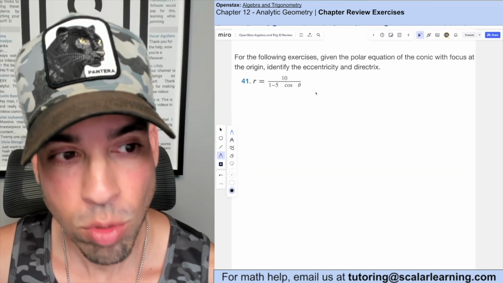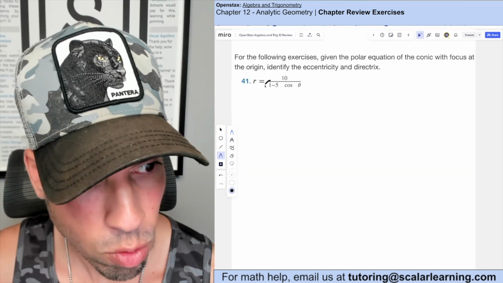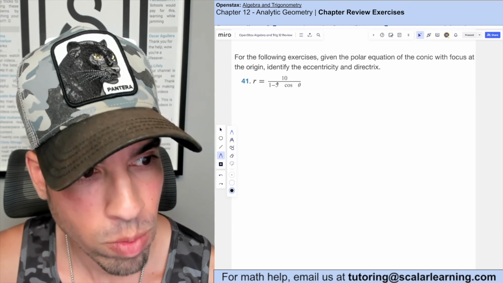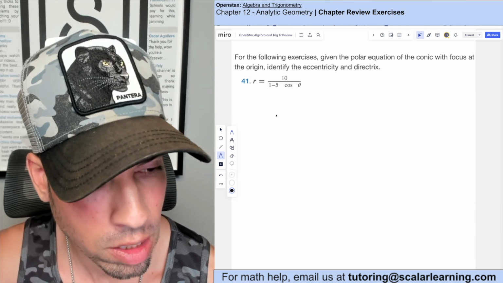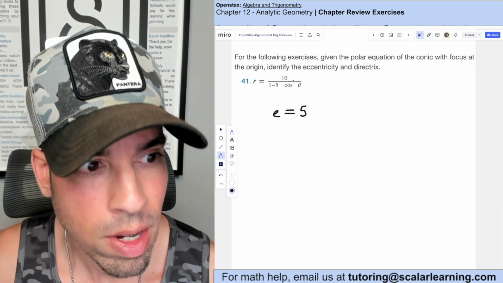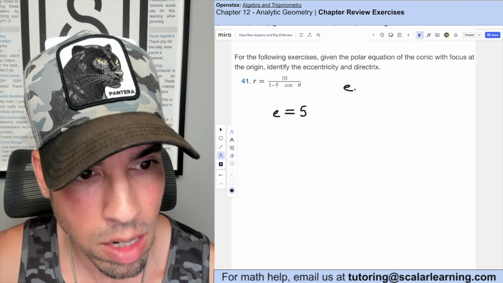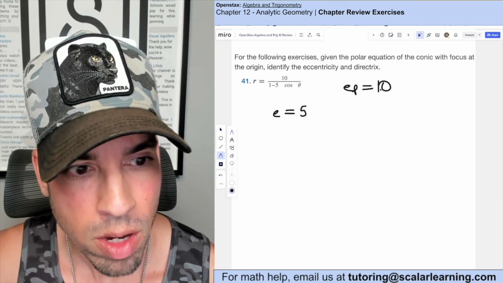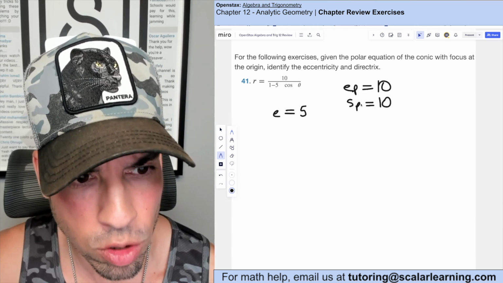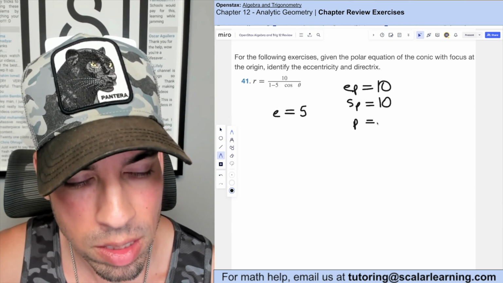Done. So for this one, we want to start by getting it into standard form where this value is 1. But since that's already the case, we're kind of good to go. And just recognize that this right here is my eccentricity or E value. So E is going to be 5. And E times P on the top is 10. And since 5 is E, I can figure out my P value, right? Because what times 5 is 10? P is equal to 2.